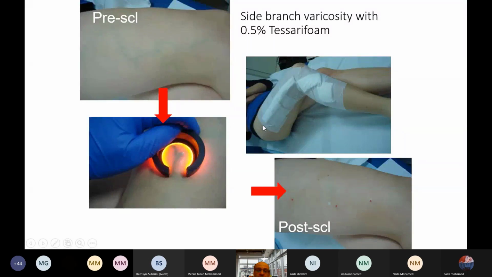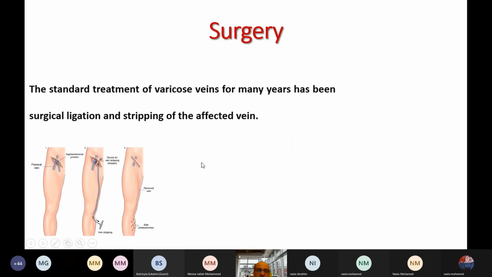And after injection, we apply some compression over the veins in order to occlude the vein for a cosmetic reason. The gold standard for treatment of varicose veins is surgery. We make an inguinal incision, and here we expose the saphenofemoral junction. Then we separate the vein and apply what is called a stripper, which is a bar of plastic or metal. I apply it from downward and push it upward.